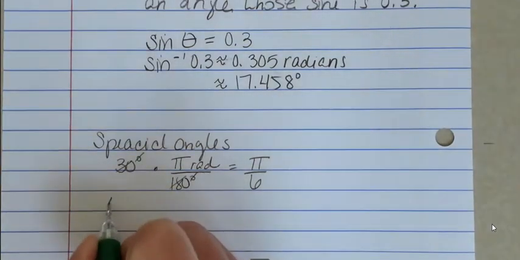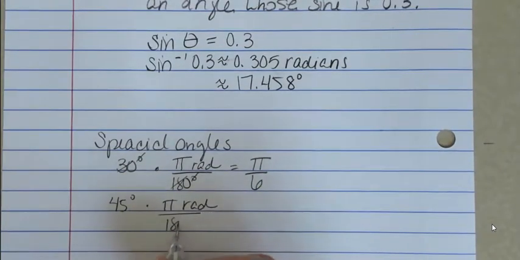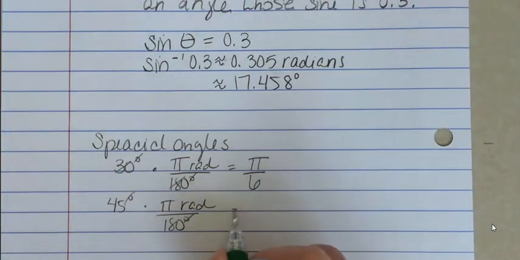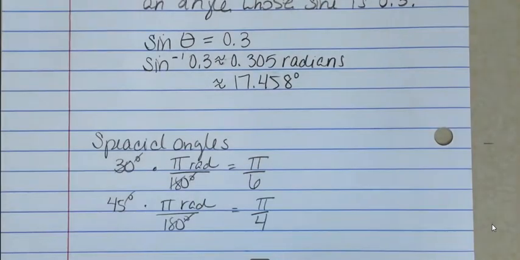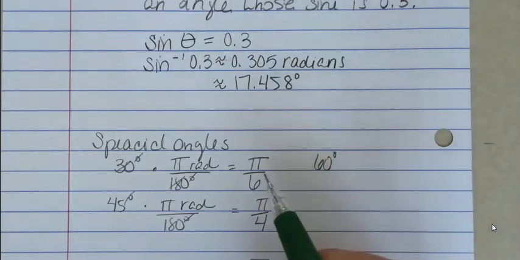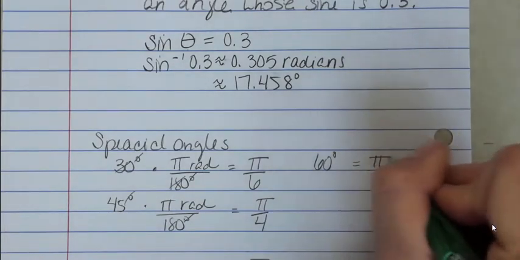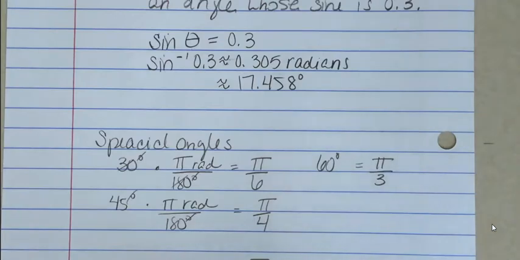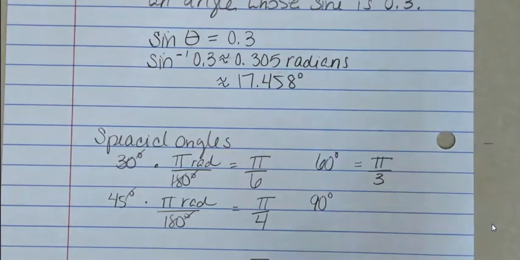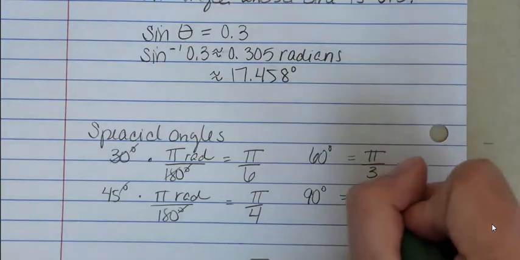So that's a special angle in radians. How about 45 degrees? That's another one, right? So multiply that by pi radians over 180 degrees. And once you reduce, you get pi over 4. Another important one is 60 degrees, which is actually 2 pi over 6, right? So 60 degrees is the same thing as pi over 3, because 2 pi over 6 reduces to pi over 3. 90 degrees, that's another special one, which is actually 2 45's, right? So 2 pi over 4 is going to be pi over 2.